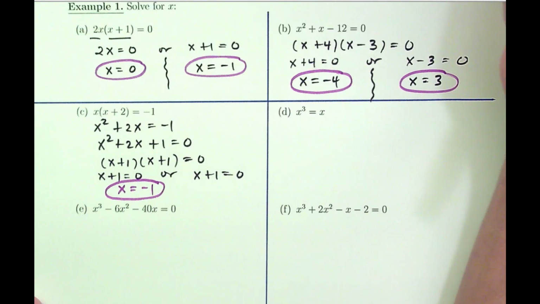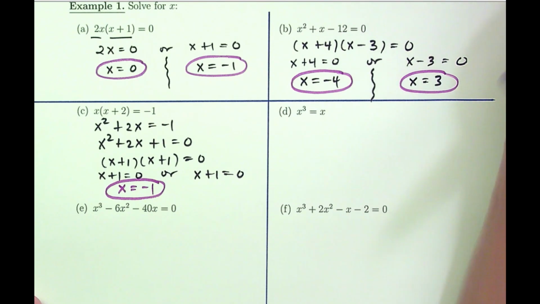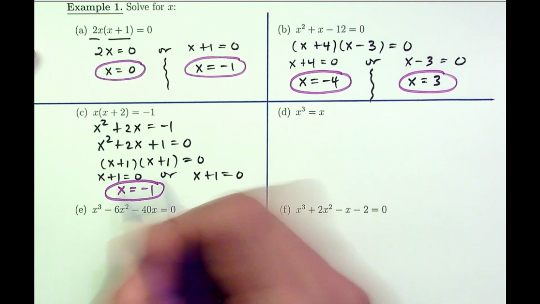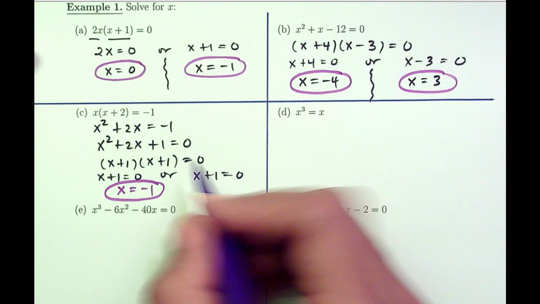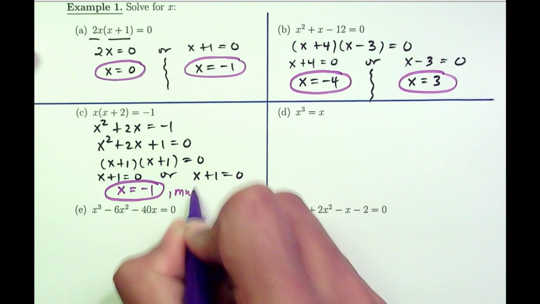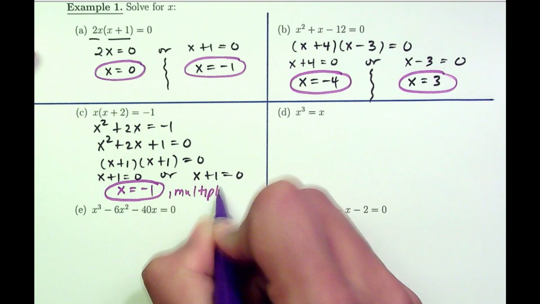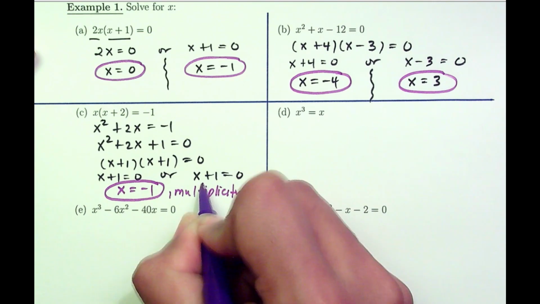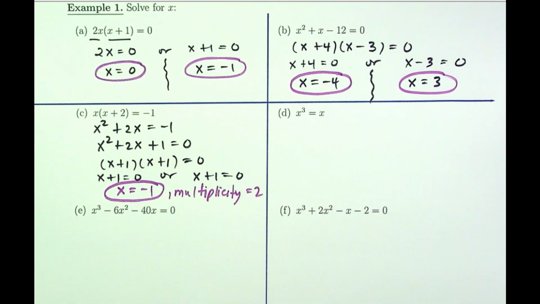So x equals -1 is the only solution. Sometimes when the solution is repeated, we want to know how many times it is repeated. So we report that by saying the solution is x equals -1 with multiplicity 2. Multiplicity equals 2 means it is repeated 2 times, because both equations give us exactly the same thing. If we had solved both, we would have gotten -1 twice. Okay?